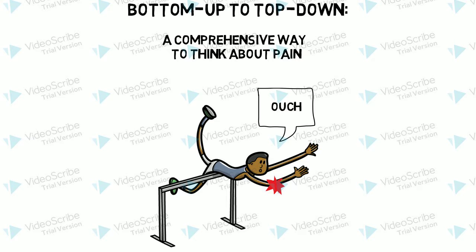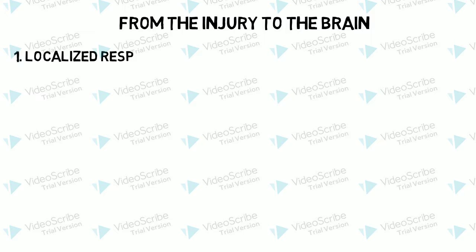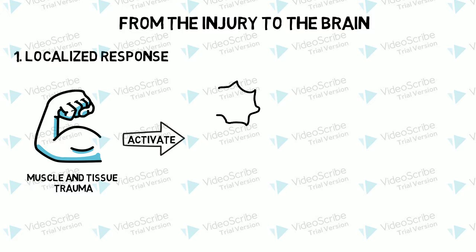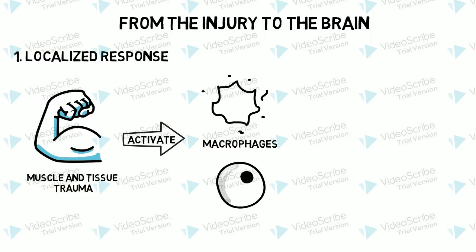He now has an injury and things begin to happen at the site of that injury. The first step is going to be a localized inflammatory response at the site of the tissue trauma. So this can be in the muscle, in the tissue, in the skin. And what happens is cells like macrophages, which basically act like garbage trucks, and another cell type called mast cells, which are also cells that cause allergies to cats and pollen, become activated.